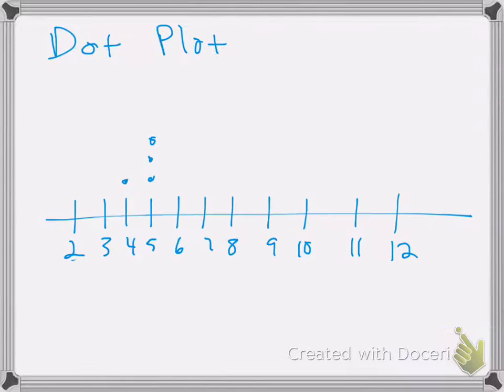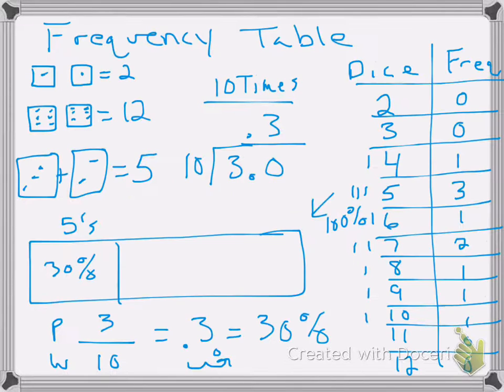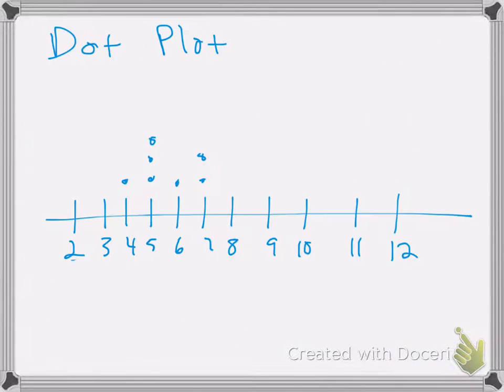I had 1 6. I had 2 7s. I had 1 8, 1 9, and 1 10. So there's my dot plot. Then we need our stem and leaf.